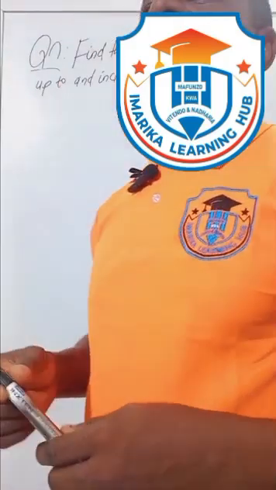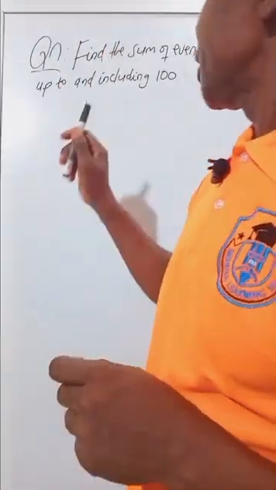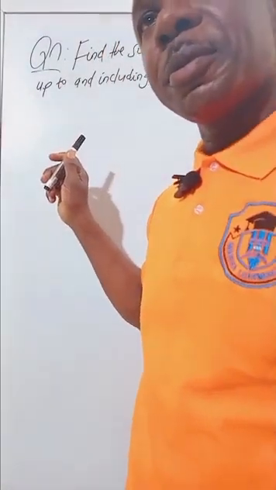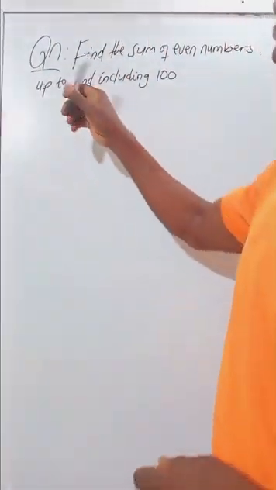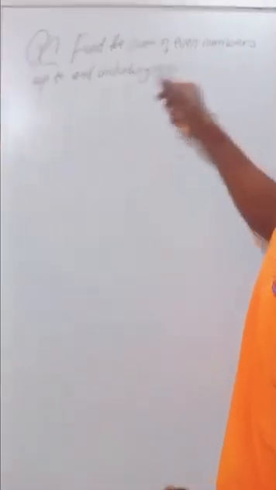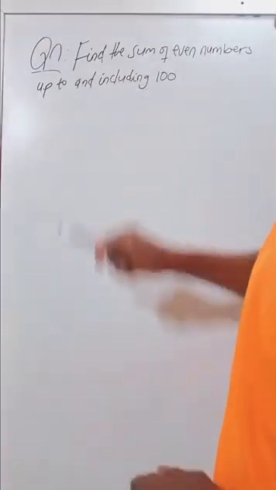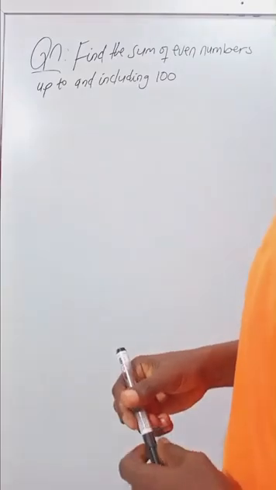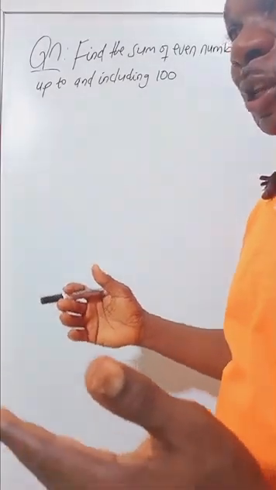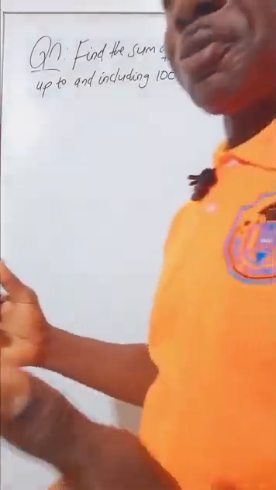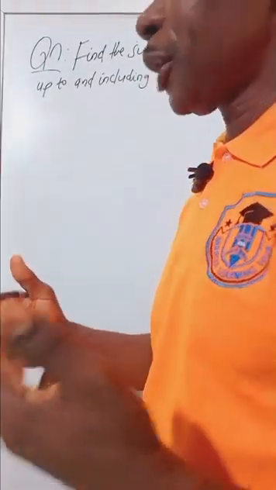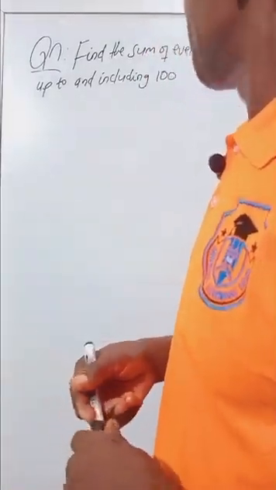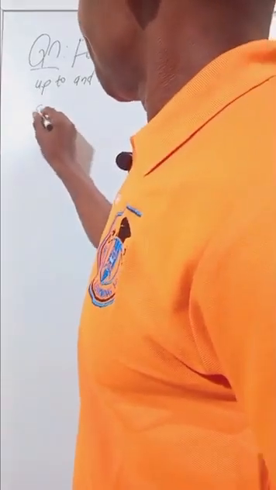Hello. Have you ever seen this kind of question? Yes? Okay, pay attention. The question says find the sum of even numbers up to and including 100. We have not been told whether it's an AP or it's a GP. So we have to make our own assessment, then make a decision which approach to use in finding the sum. Okay, here's the solution.